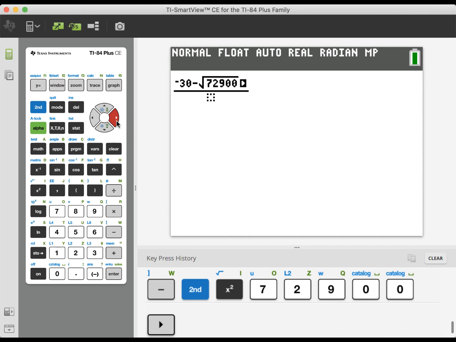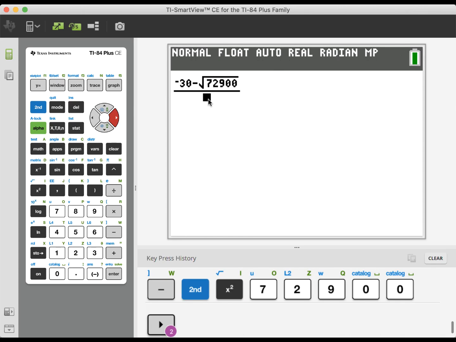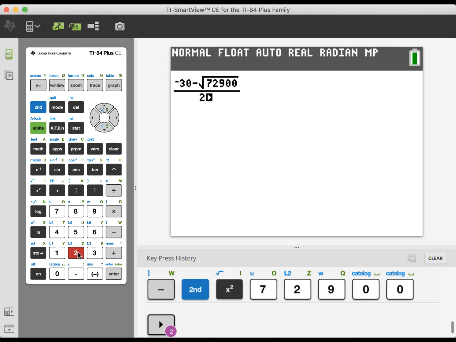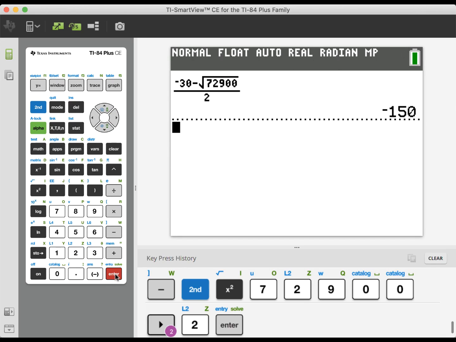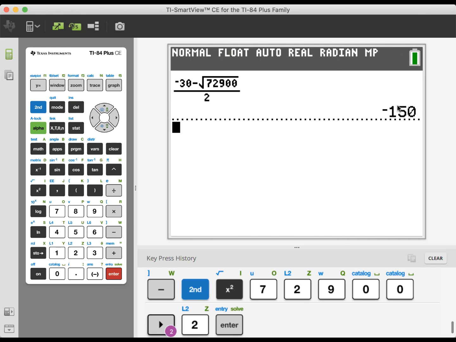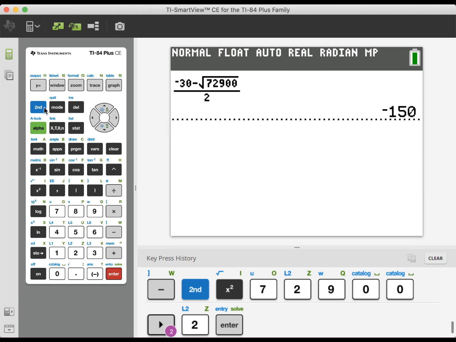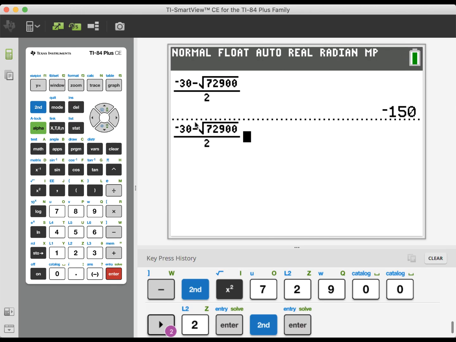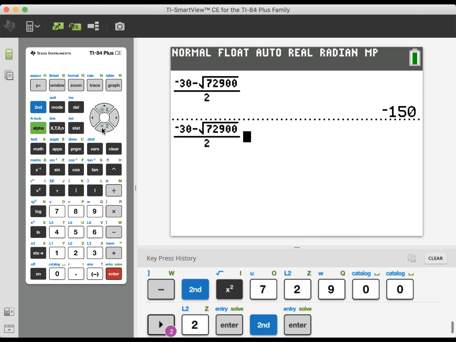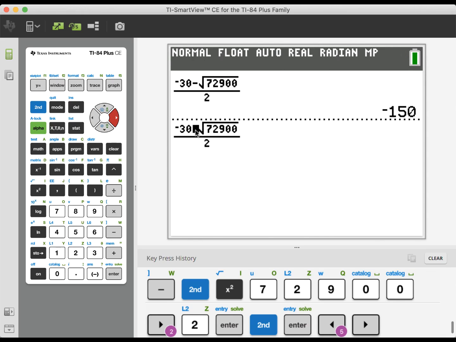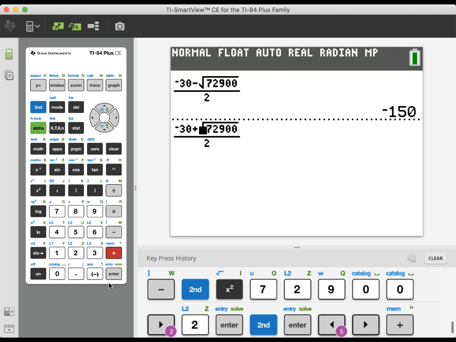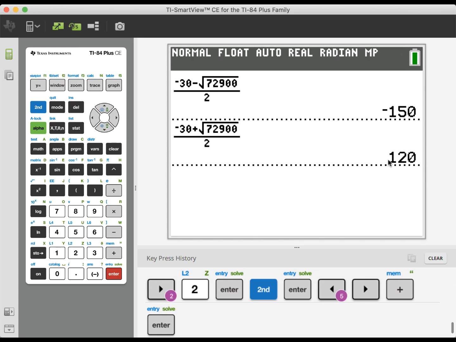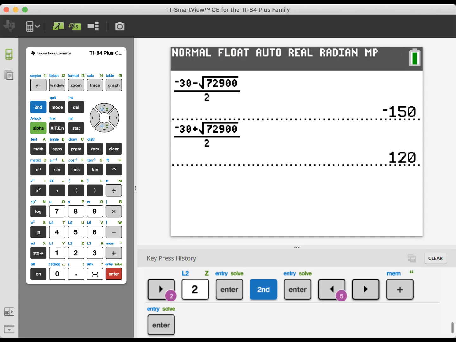72,900. And then use your right arrow until you go down to the denominator. And in the denominator, type in a 2. And then just click enter. Notice that it tells you the negative 150. Awesome. And then you can do the exact same thing again and get the other one. But instead of typing this in again, I recommend the following. Just do second enter and notice that it gives you the previous thing that you just typed in, and then you could just use the left arrow and go left until you reach the minus here and make that a plus. Click enter again. Notice that that gives you that 120 that we arrived at as well.